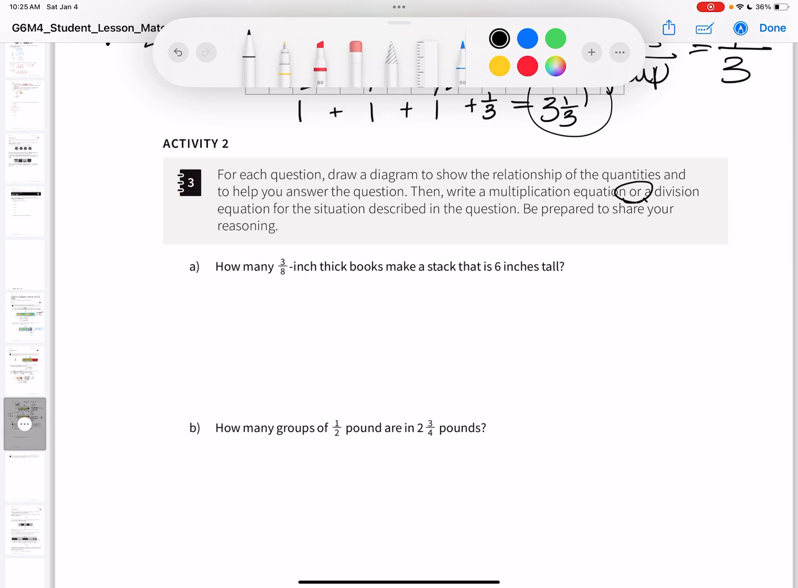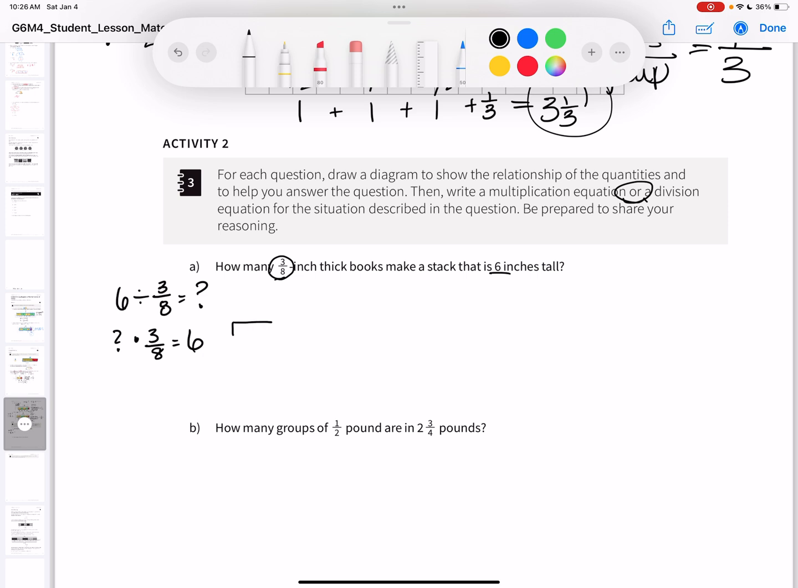All right, so this says, how many 3/8 inch thick books make a stack that is 6 inches tall? So what they want is 6 divided by 3/8 equals what? Or what times 3/8 equals 6? Well, let's draw our diagram. We have 6 that we have to do, and they each have to be 8 boxes long.